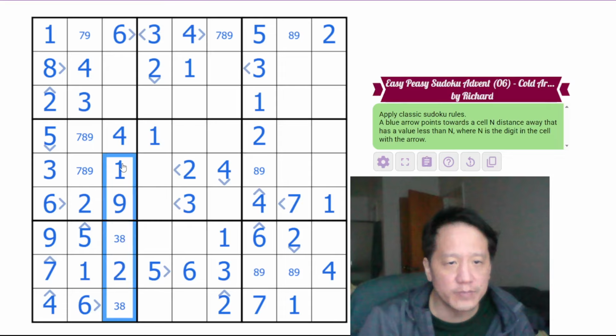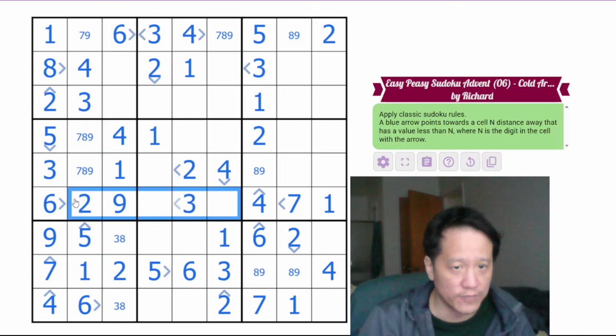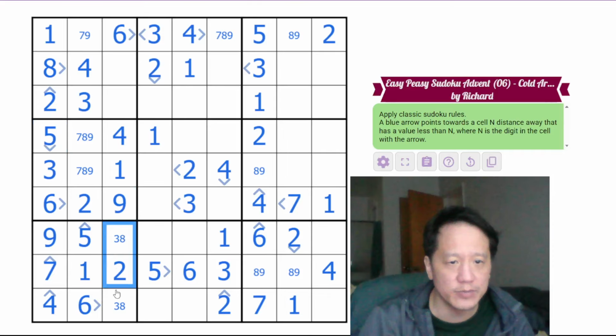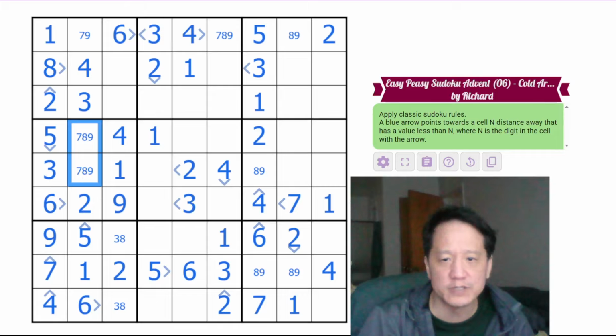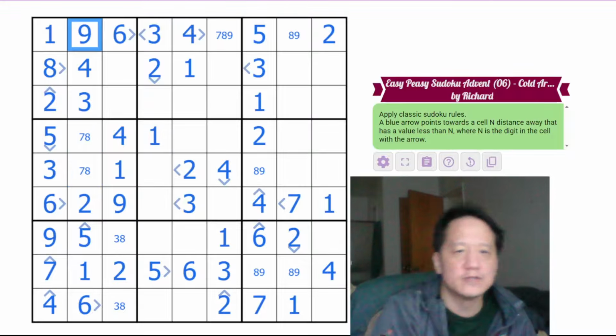Because this can't be... We're looking for 5, 8, and 9. 5 can't be here because 5 in the box. 8 can't be here because of 3, 8 pair in the column. So this must be 9, which means this cannot be 9. This is a 7, 8 pair, which eliminates 7, 8 in the rest of the column. This can't be 7, so this is 9, which makes this 8, which makes this 7.